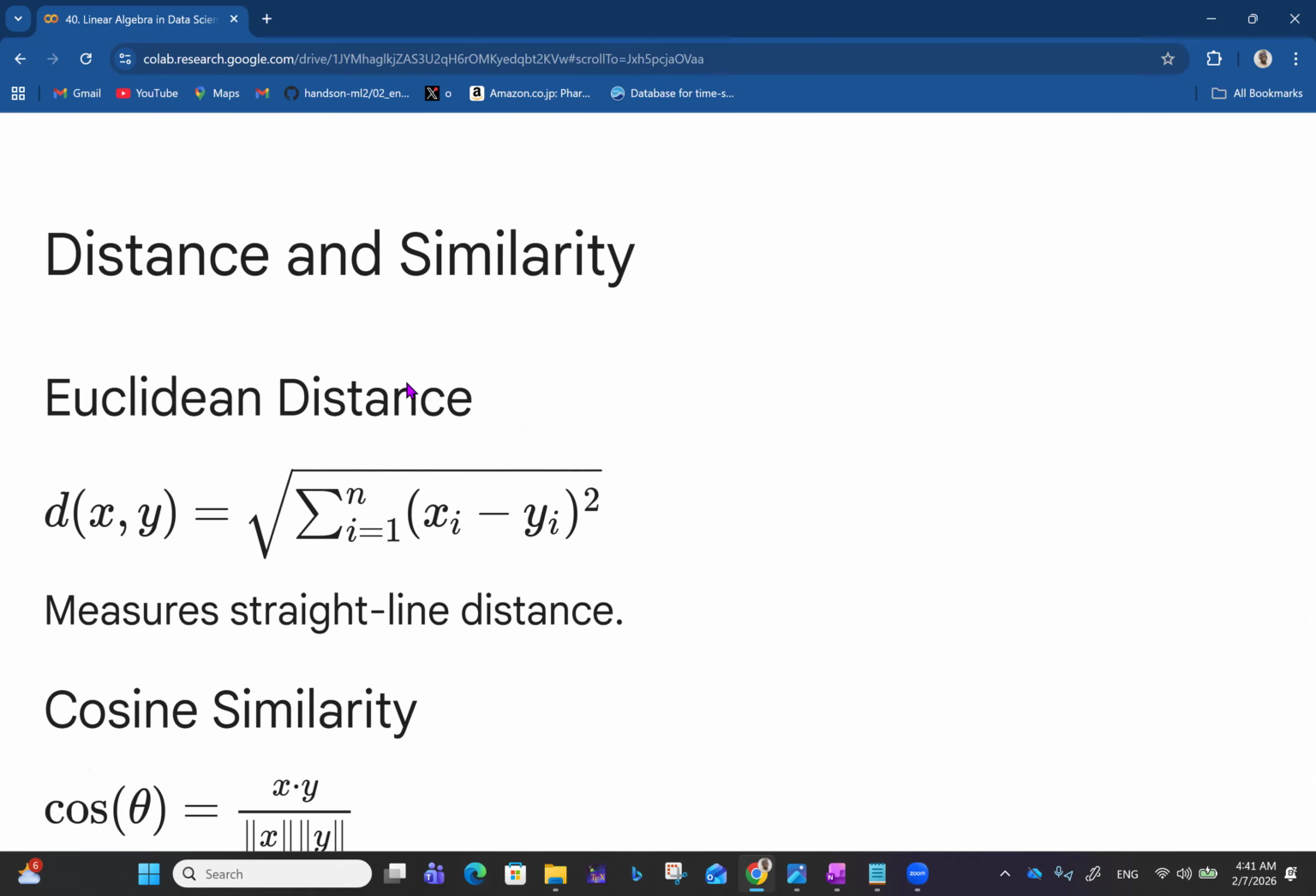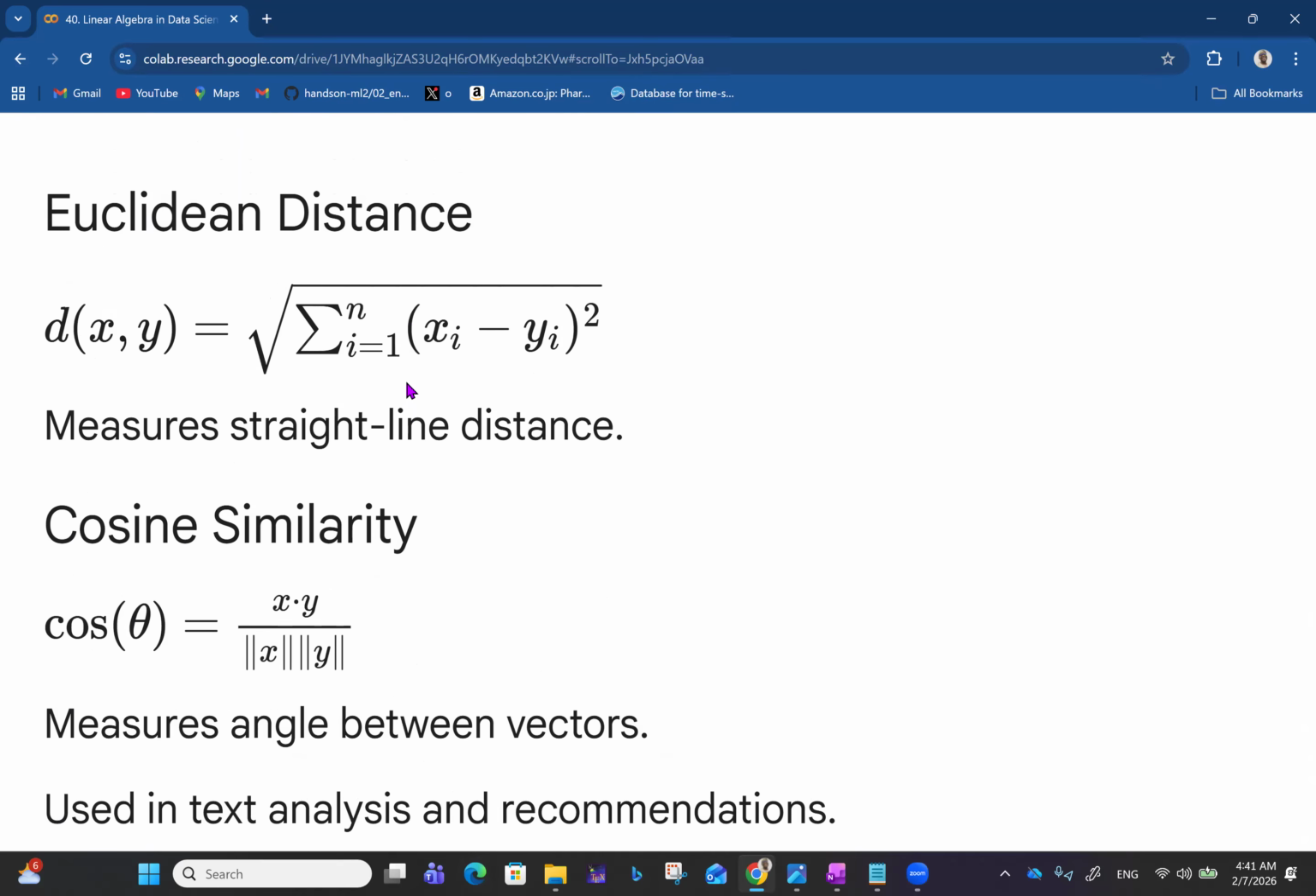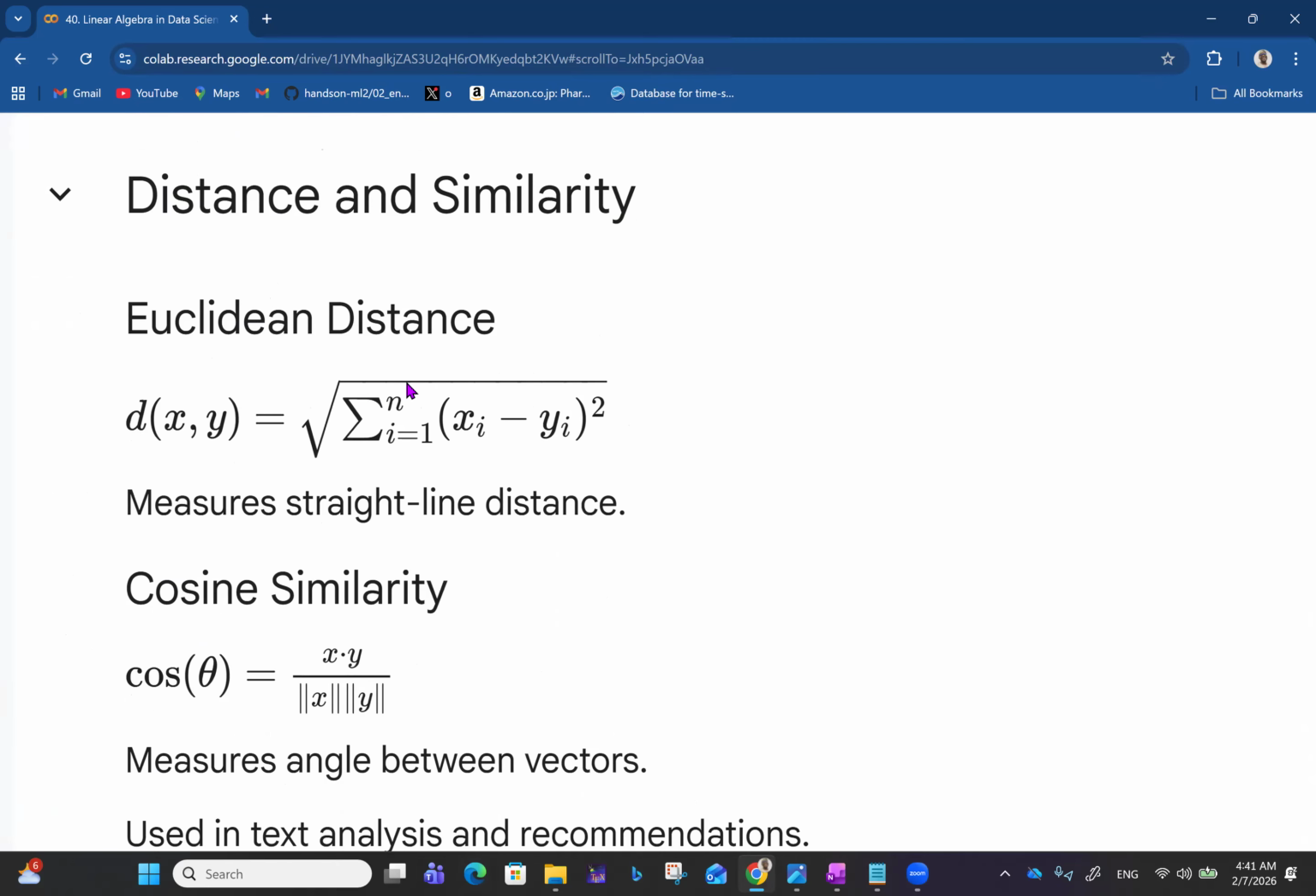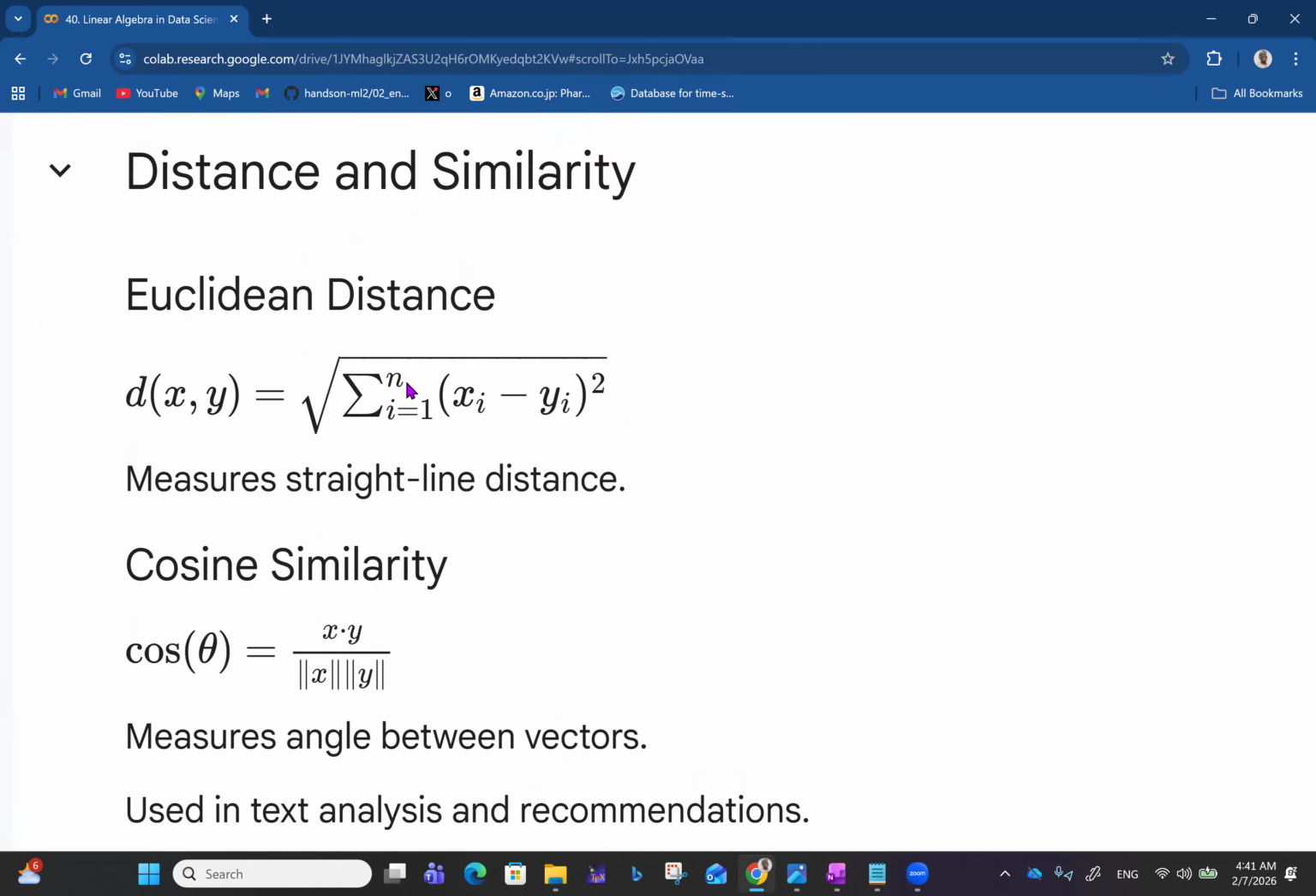And then we have the idea of distance and similarity, and this is very useful in things like large language models. These are basic building blocks for LLMs, which have led to all this generative AI and all of these things, right? So we talk about distance and similarity. First of all, we have Euclidean distance. That talks about the distance between two data points, for instance, and it is given as the square root of the summation from i equals 1 to n of (xi minus yi) all squared. So this measures straight line distance, right?